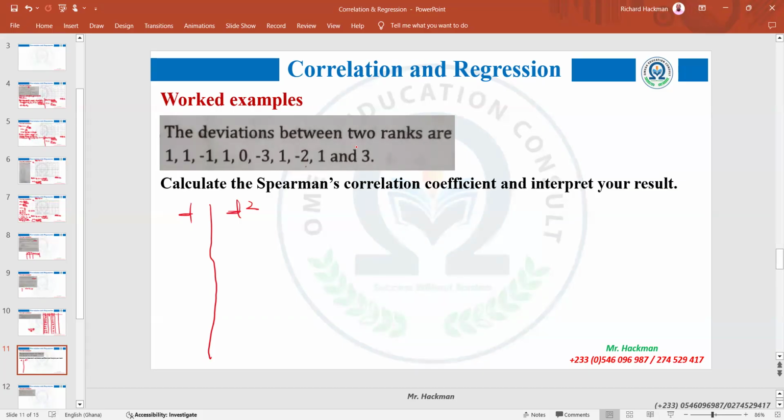Then now we have a question which is giving us the deviations between the 2 ranks. And remember, the deviations between the 2 ranks is what we represented by D. So it means you've been given D. All you need to do is create a column for D squared. Then you know what to do: go and substitute that into your formula. So here the observations will be 1, 2, 3, 4, 5, 6, 7, 8, 9, 10. So it means your N will be what? 10, because you have 10 observations.